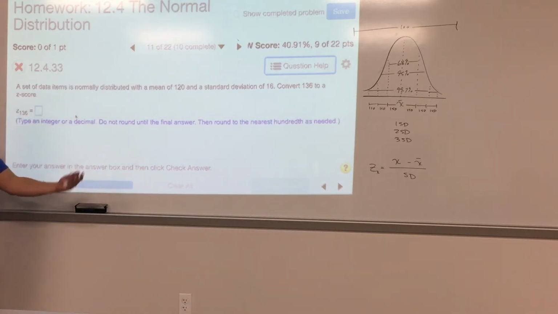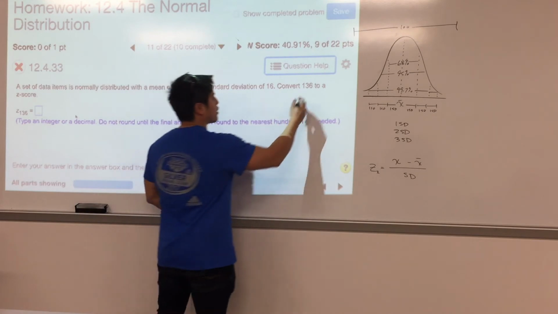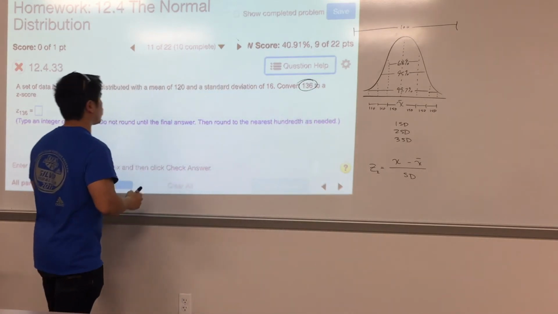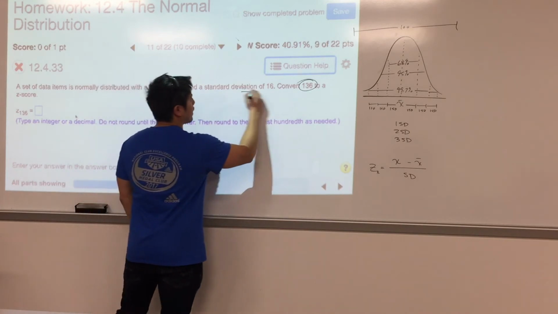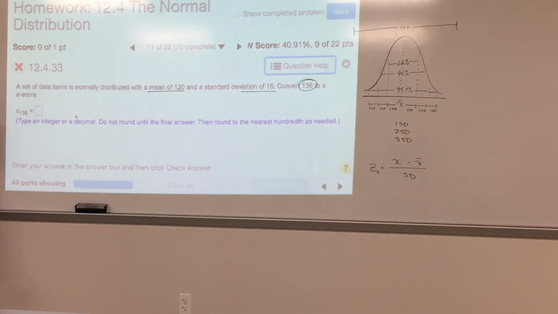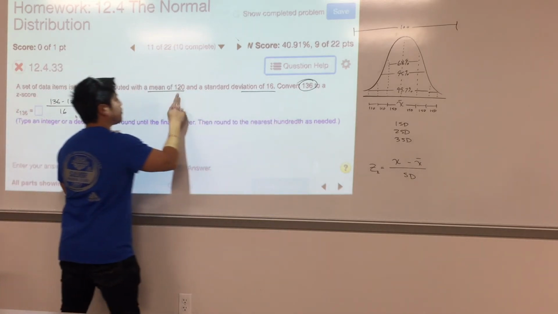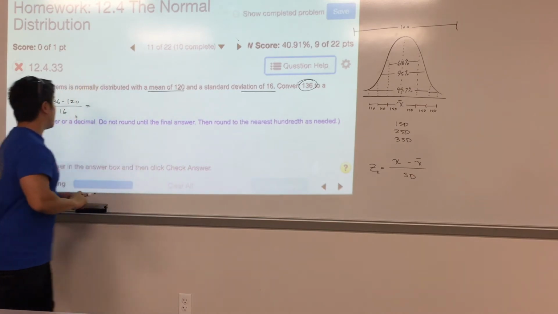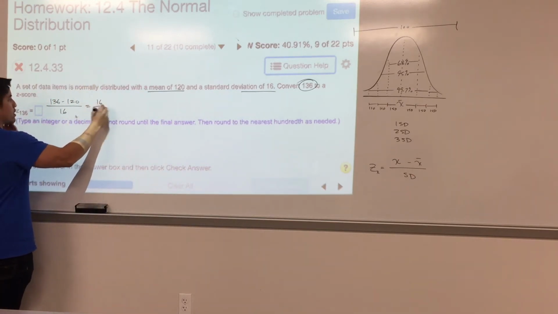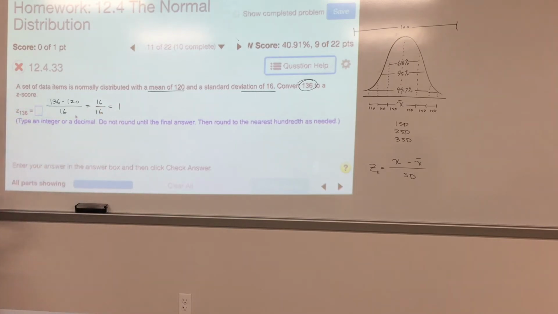Like I said, z-scores are really easy. Let's take a look here. We want a z-score of 136, because they said convert 136 to a z-score when you have a mean of 120 and an SD of 16. So the z-score of 136 is going to be that value minus your mean, divided by your standard deviation. We already know this is going to be a positive z-score because our value lies above the mean. Anybody got a value for this? This is going to be 16 over 16, which is 1.